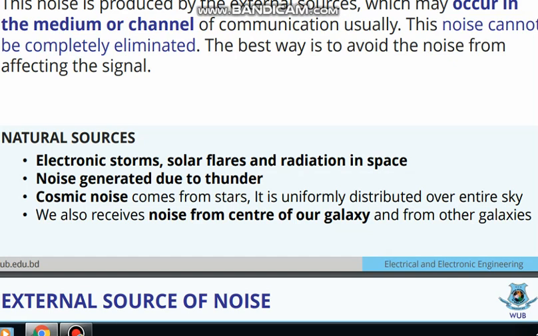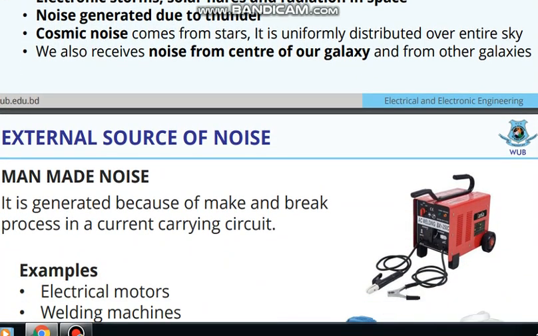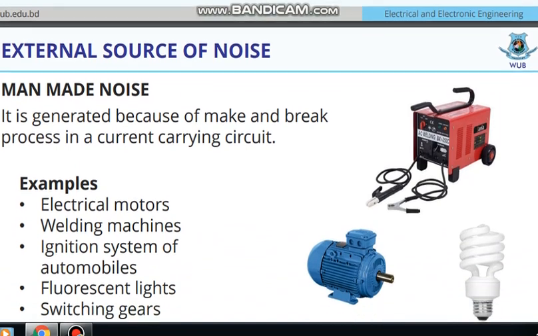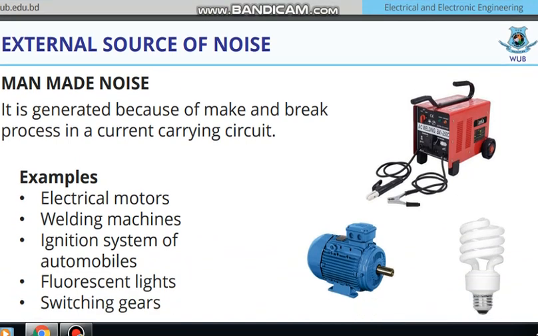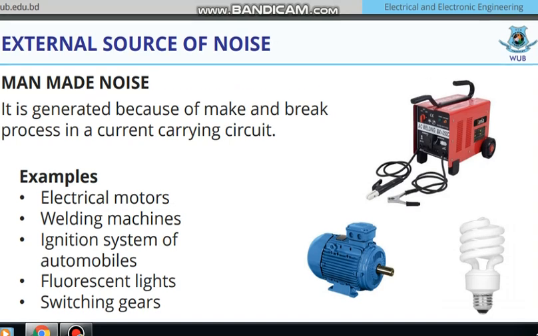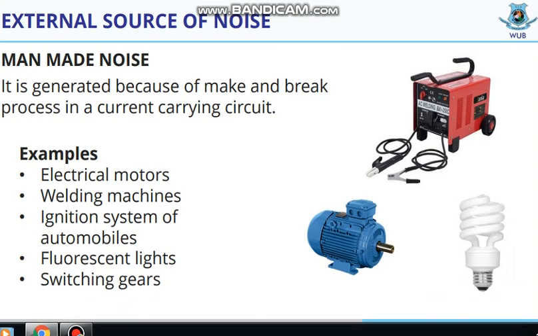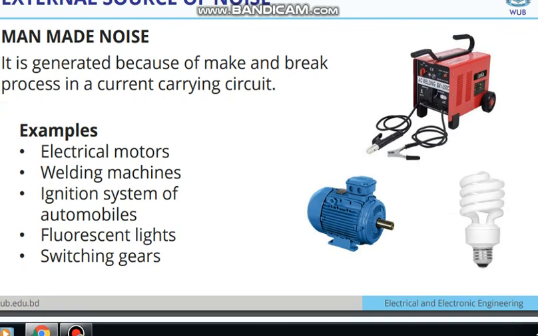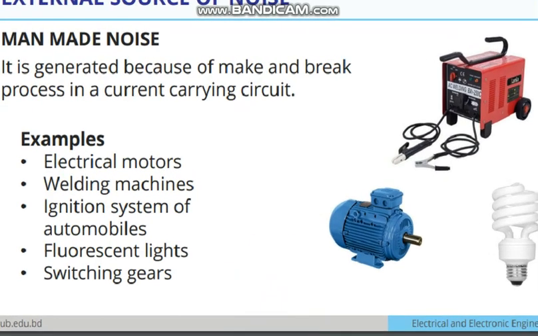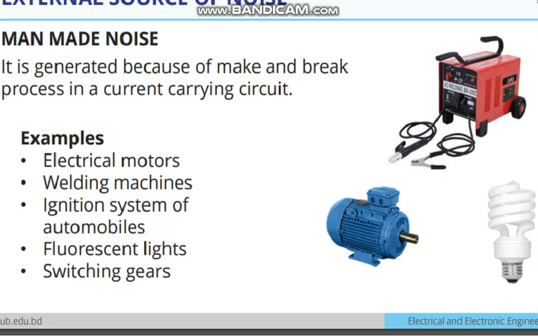Cosmic noise comes from stars. It is uniformly distributed over the entire sky. We also receive noise from the center of our galaxy and from other galaxies. Man-made noise is an external source of noise. It is generated because of make and break processes in a current carrying circuit. Examples are electrical motors, welding machines, ignition systems of automobiles, fluorescent lights, and switching gears.